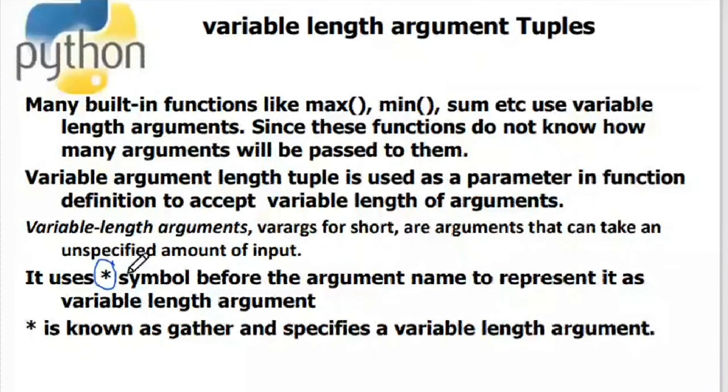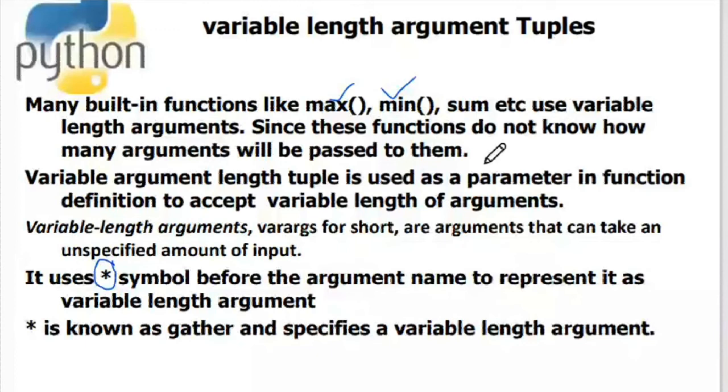You can see here that many built-in functions like max and min take variable length arguments. They compute the maximum among the elements they have received and return it, and the minimum element, computing the minimum among the list that is provided as input. So they take in variable length arguments, and here the variable length arguments are in terms of a tuple.